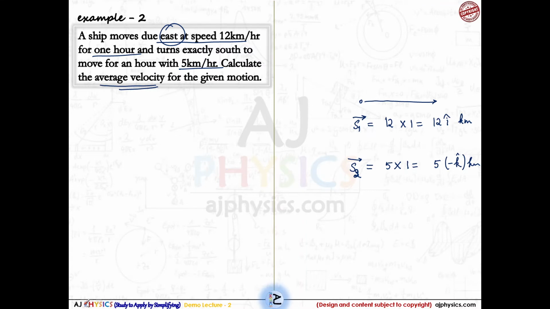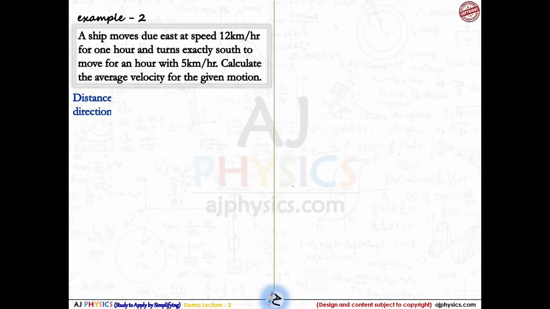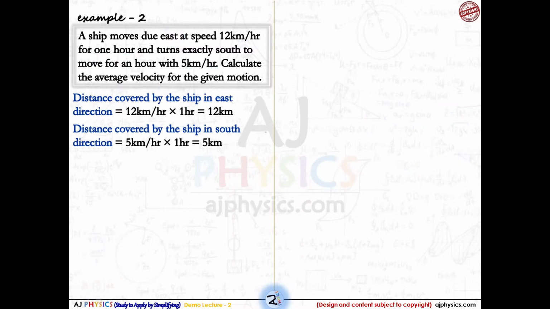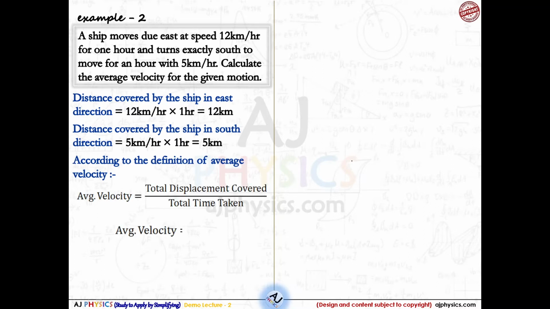So what we can do is, we can just simply add these two displacements here and divide with the total time. The total time is 2 hours. So what we'll get is 12 i cap minus 5 k cap divided by 2. Okay, so this is the average velocity.